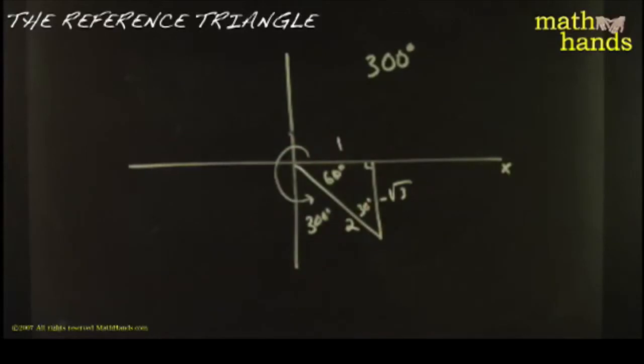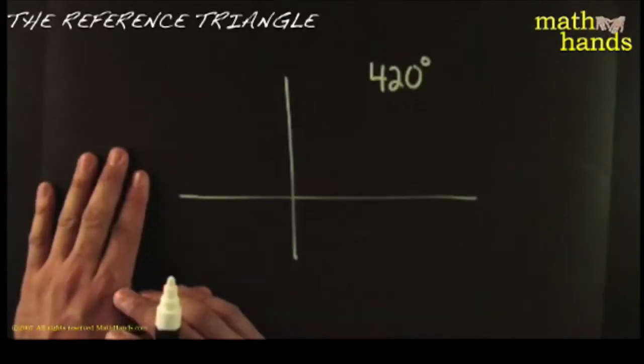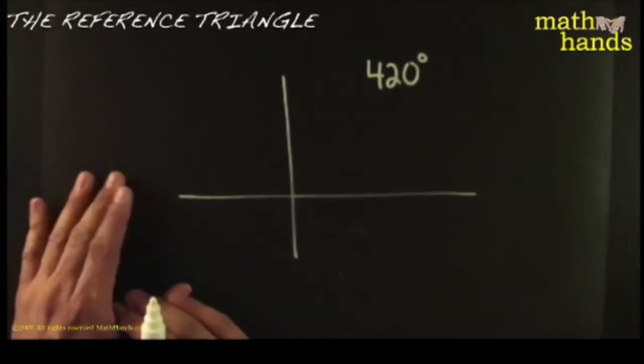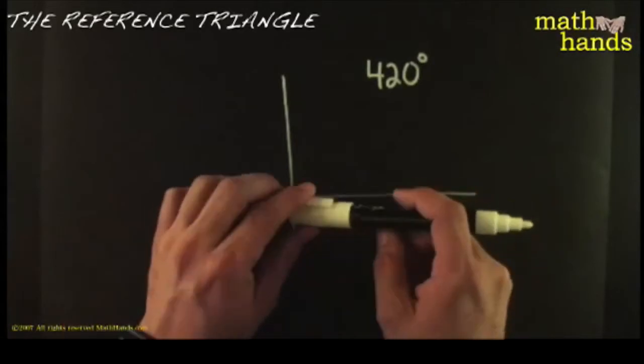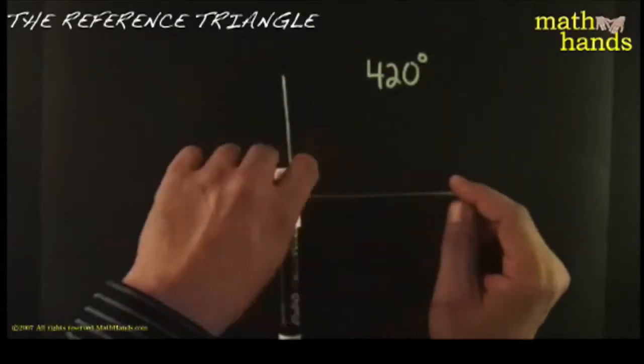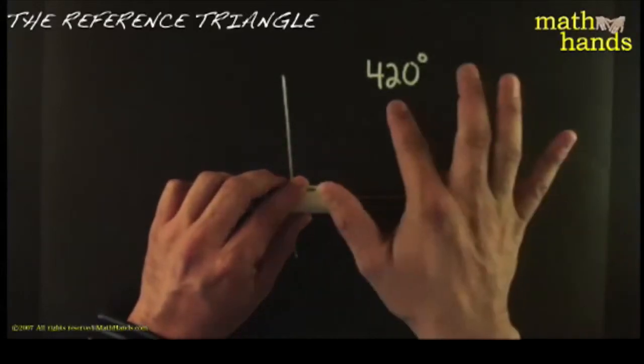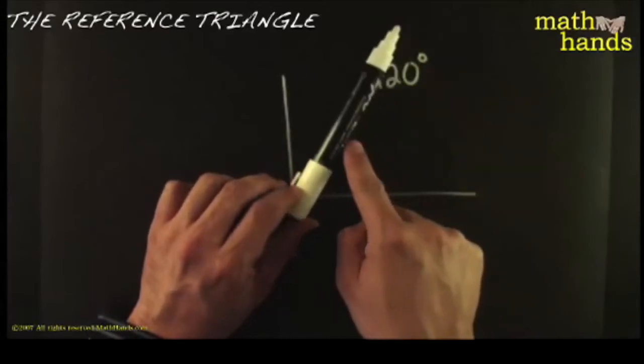Okay, maybe we can try a couple more. This time, let's try it for 420 degrees. Start here, you go all the way around, that's 360. How much more have we got to go after you've gone 360? Well, you got to go 60 more, so that would be right around there.